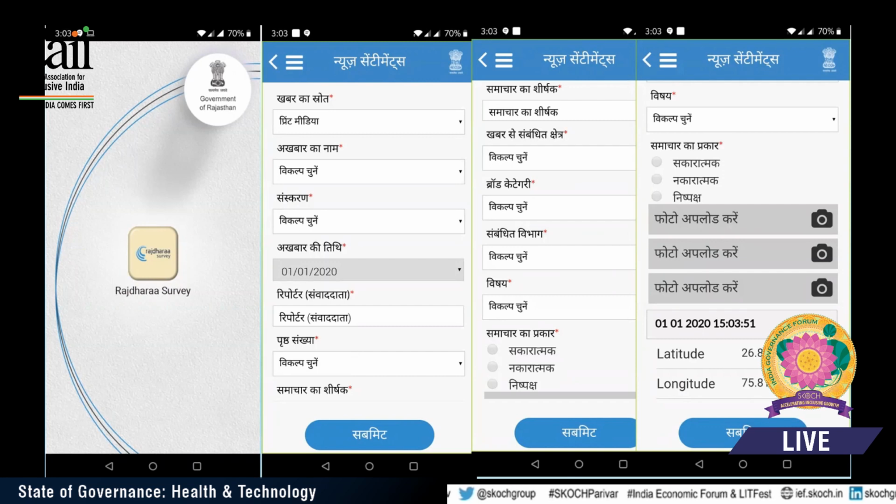So this is the screenshot that I'm talking about, the mobile app which PROs are using to capture the news. Once the news is uploaded by them, it is as simple as entering the newspaper details, page number, and capturing the photo from the newspaper. That's it, and the news is collected.